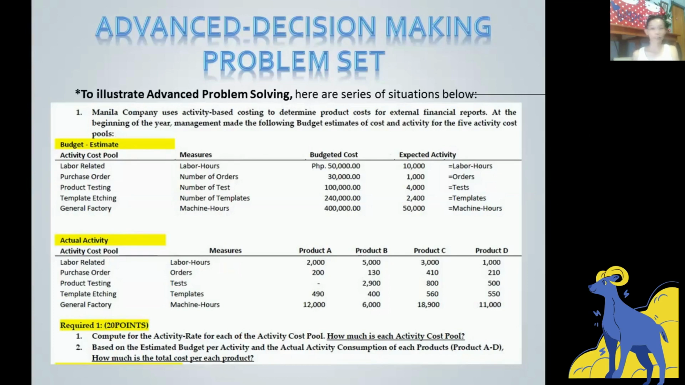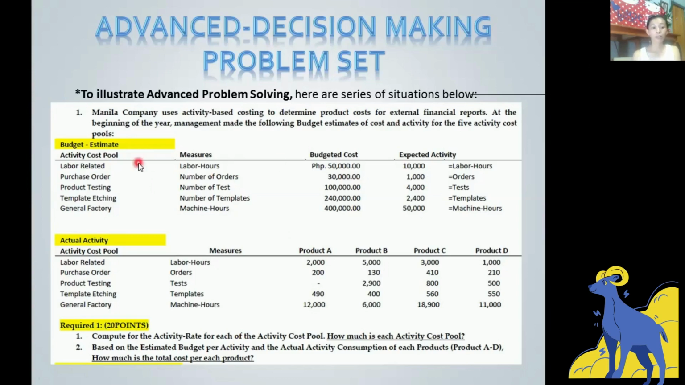in order to set the selling price to be provided to the market. So for example, Manila company uses activity-based costing to determine product cost for external financial reports. At the beginning of the year, management made the following budget: estimated cost and activity for the 5 activity cost pools. So Manila company has 5 identified activity cost pools. It has a measure for each activity, a budgeted cost for each activity, and then the expected activity level to hit the target, that is the targeted budget that is set.